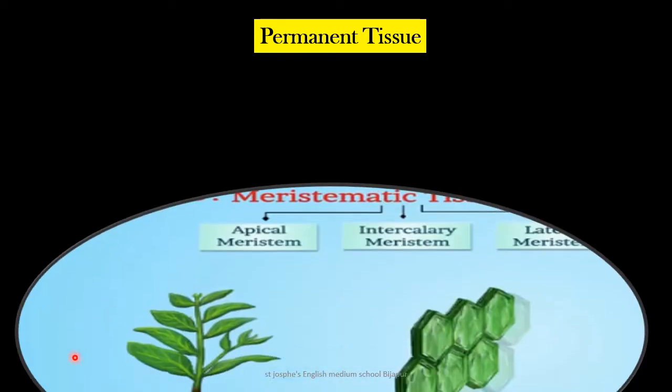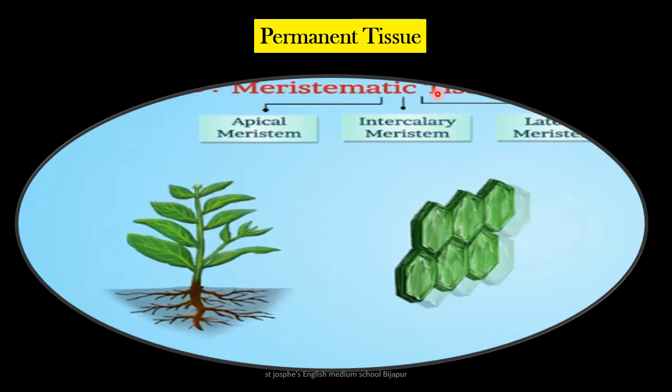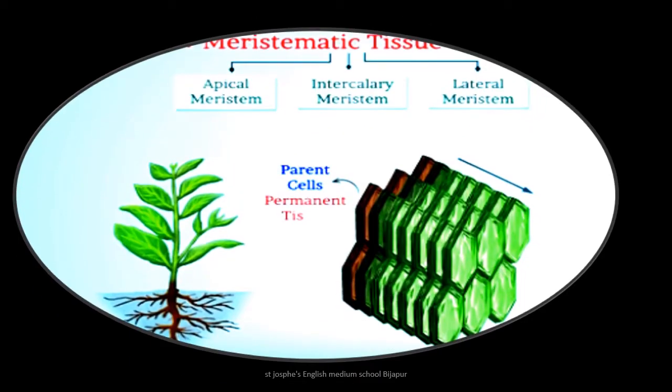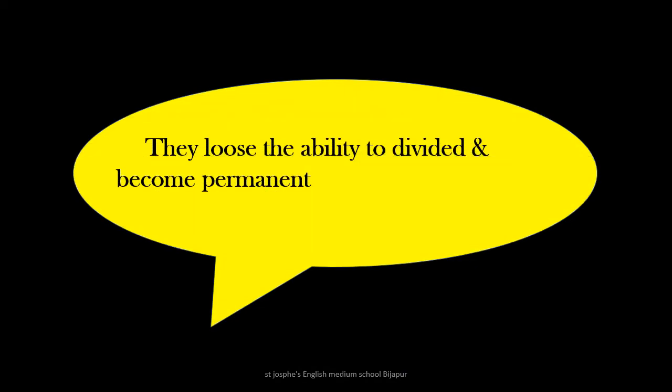Now let us talk about permanent tissues. Now the question is, what happens to the meristematic tissues, the dividing tissues, after a certain period of time? Here, these particular tissues lose the ability to divide and become permanent. Meaning earlier they are the dividing tissues. Now after a certain period of time, they lose the ability to divide and then they become permanent.